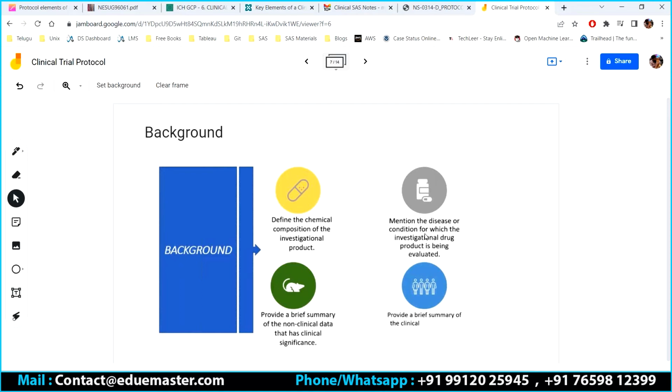Second, mention the disease or condition for which the investigational drug product is being evaluated. That is, whatever the drug that you want to consider, for what disease you are actually doing this, because metformin has multiple things. It is going to cure or act like a supplement for multiple diseases. But to treat what disease are you actually investigating this?